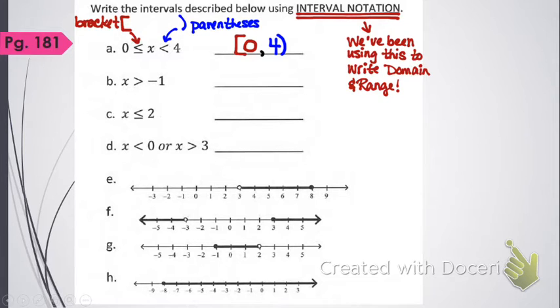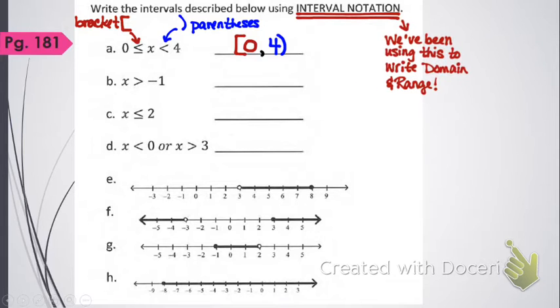If I were to see this on a number line, it would look like this. At 0, it would have a filled in dot. At 4, it would have an open dot because it doesn't have that or equal to with it. And then it would be shaded in between those two. So that's what my number line would look like.